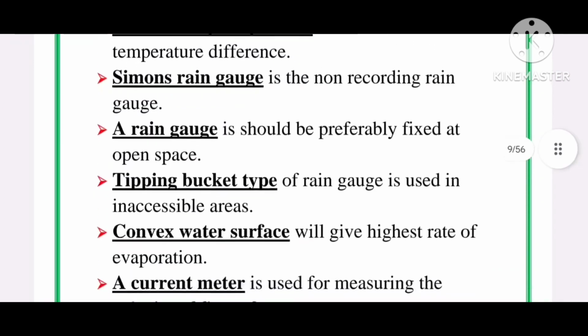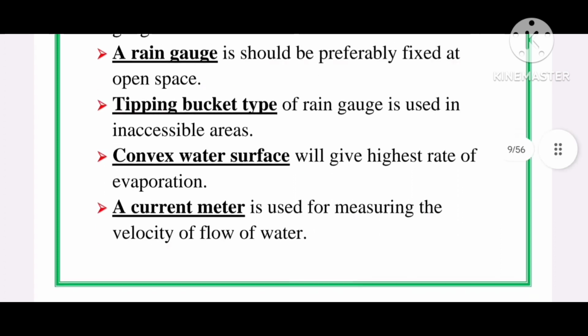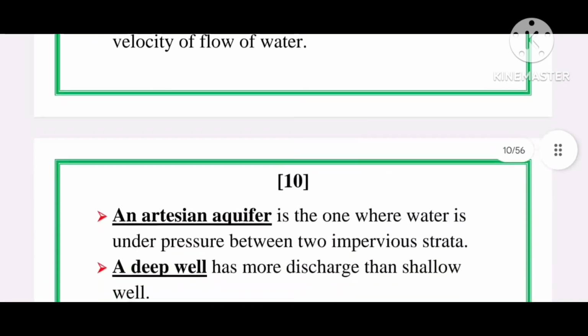Okay, next is tipping bucket type rain gauge. It is used in inaccessible areas. Convex water surface will give the highest rate of evaporation. Next, a current meter is used for measuring the velocity of flow of water.